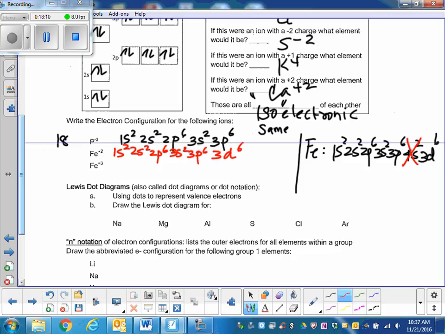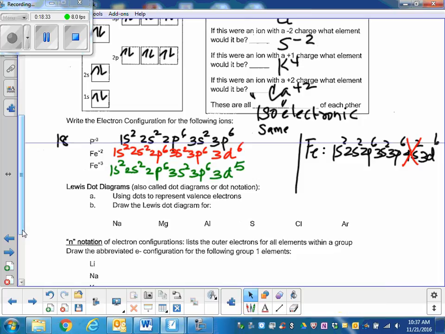Now it's losing 1 more electron. Where do you think it will now lose its 3rd electron from? From the 3d. Oh, this year I'm having a lot of success. Hopefully this is not a missed question this year. 1s2, 2s2, 2p6, 3s2, 3p6, 3d5. Are we good?